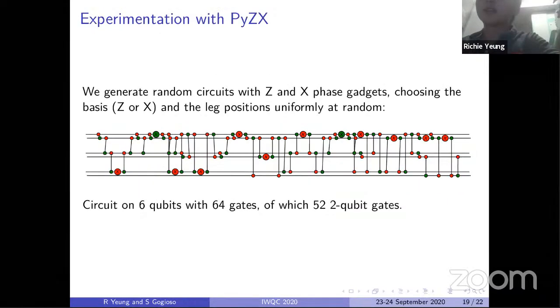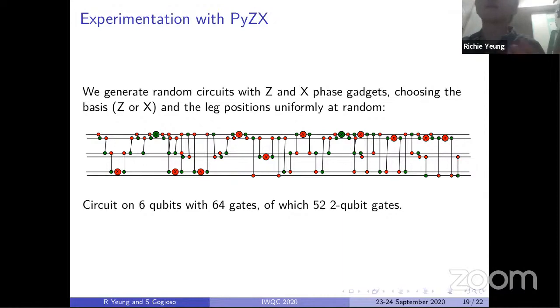Yeah, so it's a pretty artificial kind of data set, because this is a fragment of something I was working on in my master's thesis. We were just interested to see how far we could push this. So what we did was we effectively just chose phase gadgets at random. We chose the basis with probability half, and then we chose the position of the legs uniformly at random. So we just chose a random binary vector for each leg, if that makes sense. It's pretty artificial in terms of the circuit, but it seemed to yield pretty good results from my experimentation.